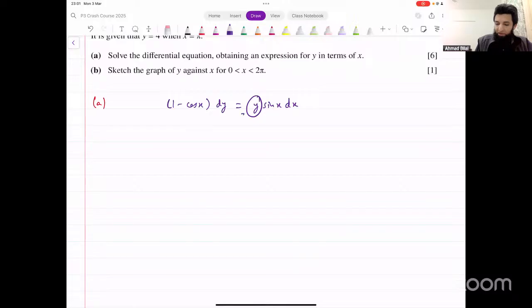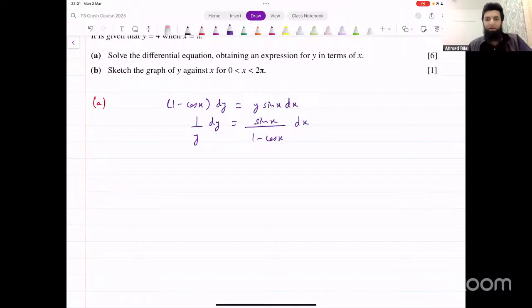This is y, you can take that to the left side. 1 minus cos x, you can take this whole thing to the right side. And that would make it 1 over y dy. And on the other side, you have sine x over 1 minus cos of x dx. The variables are separated. We have y terms on the left side, x terms on the right side. Now we can integrate both sides.